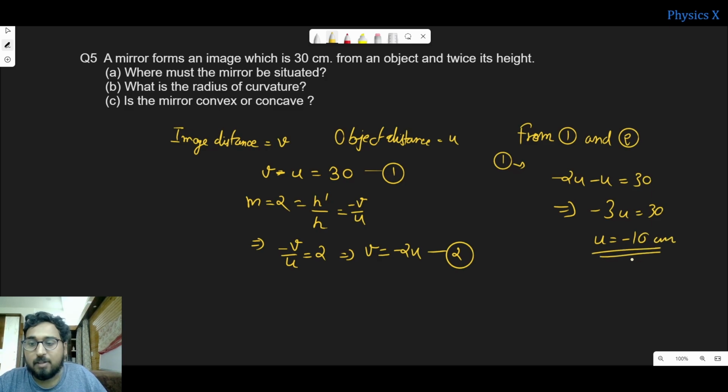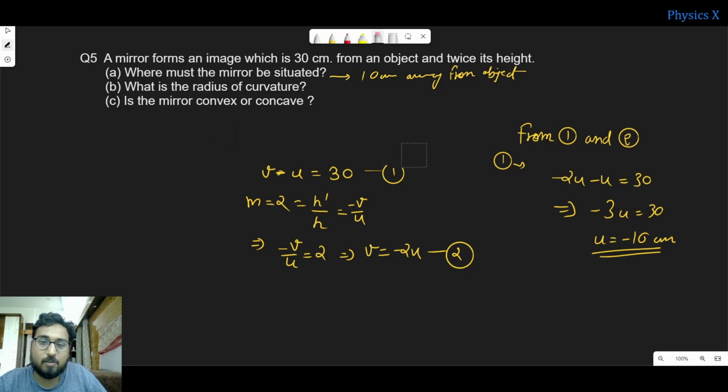He is asking where must the mirror be situated. So you can answer that it is 10 centimeter away from the object. Now, what is the radius of curvature? Let us move on to the next part, that is radius of curvature.